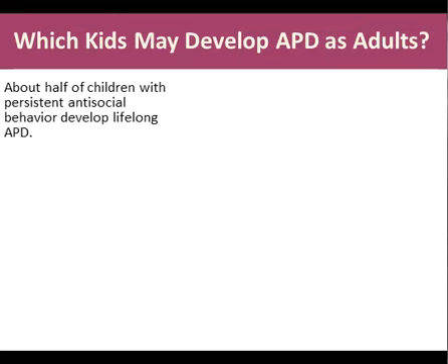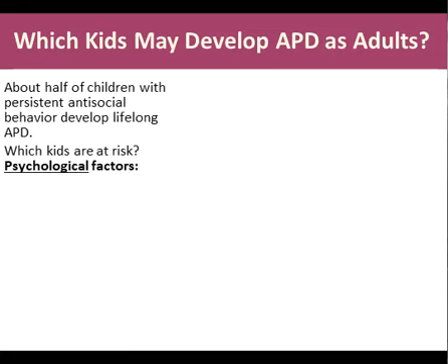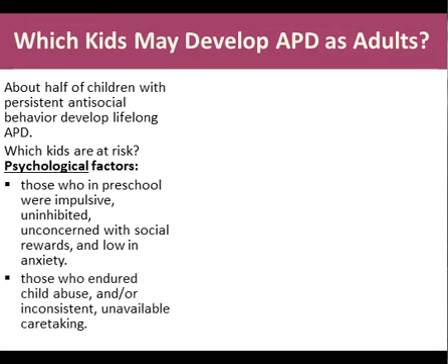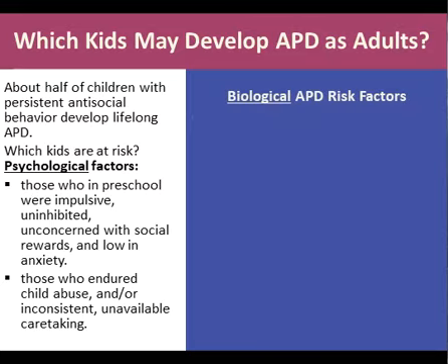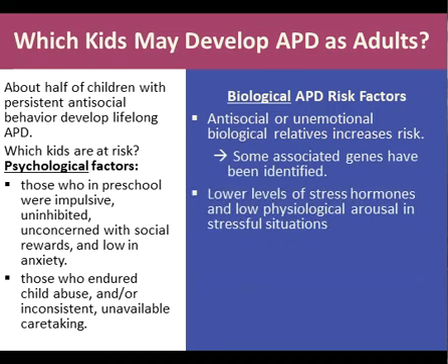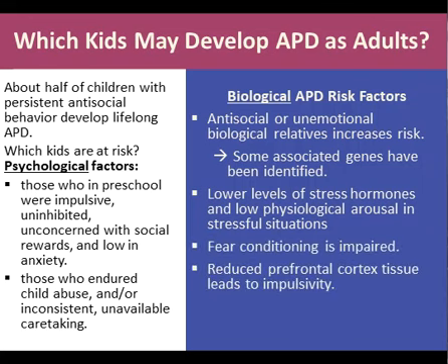Which kids may develop antisocial personality disorder as adults? About half of children with persistent antisocial behavior develop lifelong APD. Which kids are at risk? Psychological factors: those who in preschool were impulsive, uninhibited, unconcerned with social rewards, and low in anxiety. Those who endured child abuse and or inconsistent, unavailable caretaking. Biological APD risk factors: antisocial or unemotional biological relatives increase risk. Some associated genes have been identified. Lower levels of stress hormones and low physiological arousal in stressful situations. Fear conditioning is impaired. Reduced prefrontal cortex tissue leads to impulsivity.